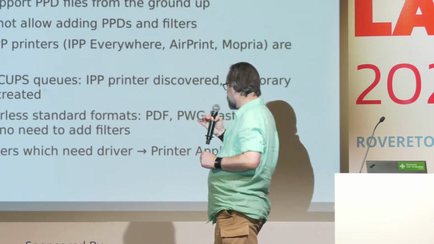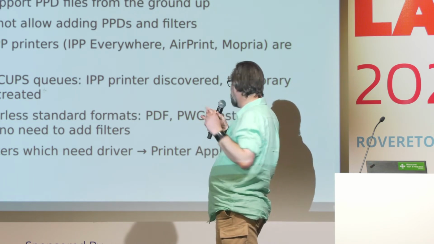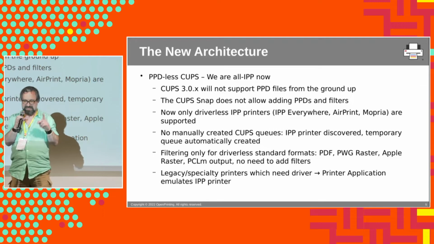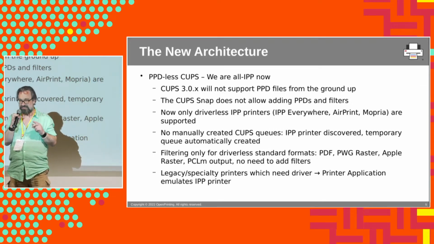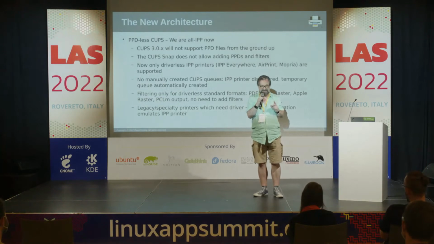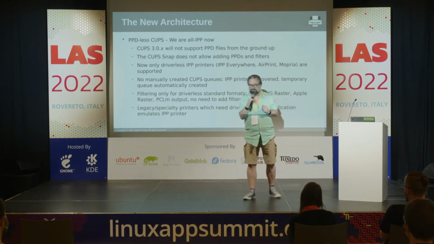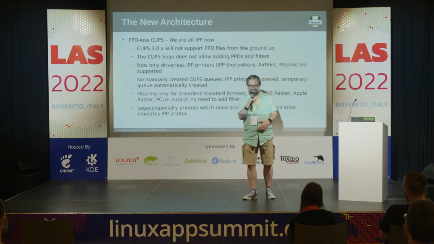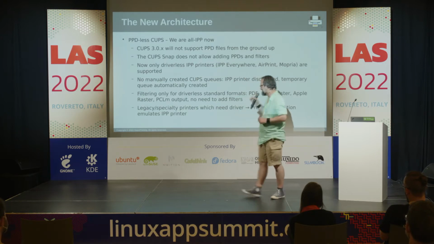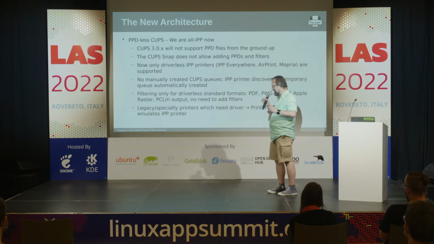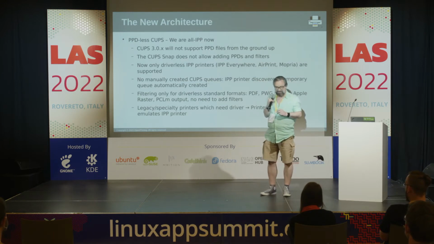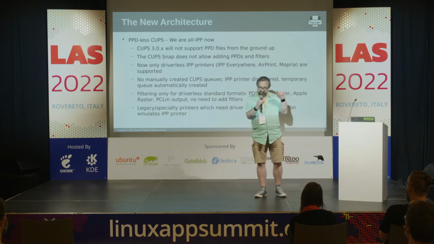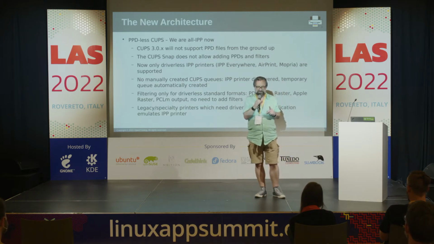So from CUPS 3.0.x, which starts at the end of 2023, in time to get into Ubuntu 24.04 LTS, the next LTS in 2 years, then we have CUPS 3.x, and this CUPS will not support PPDs anymore. It's IPP only. It supports only driverless IPP printers.